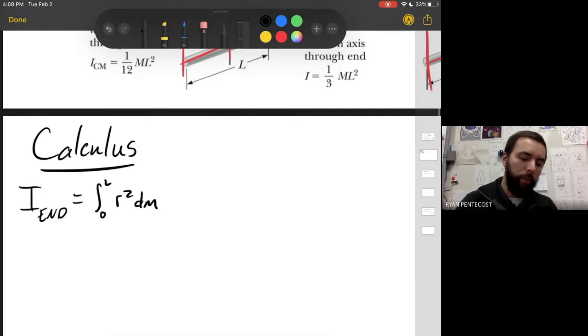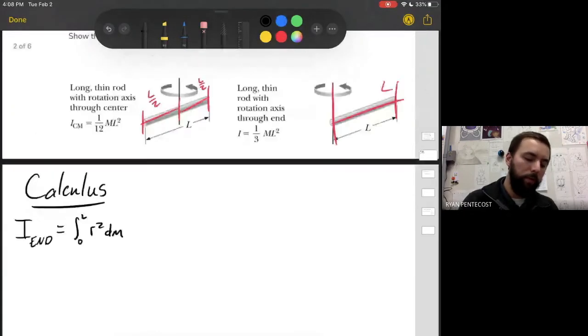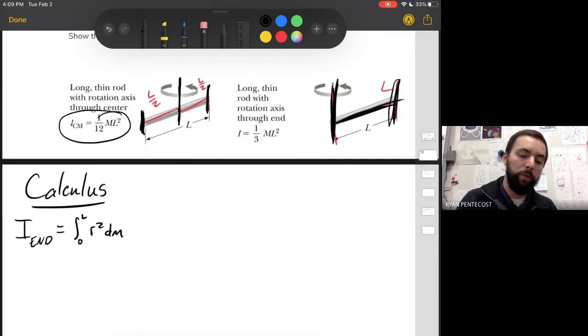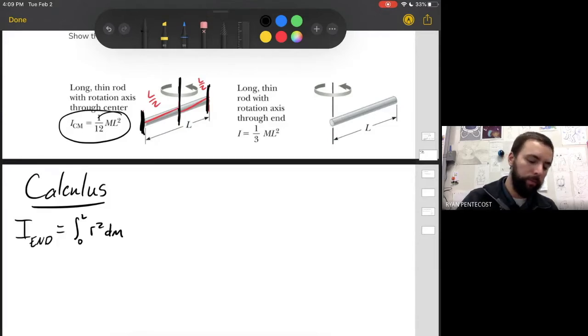If you'll remember, when we derived it through the center, we went from negative L/2 to positive L/2, because your center of mass was considered the origin. That was your 0, because that's where your axis is. Here, our axis is on the end, so if we measure out all the way to the end, we're going to have bounds from 0 to L. So that is why we have new bounds.